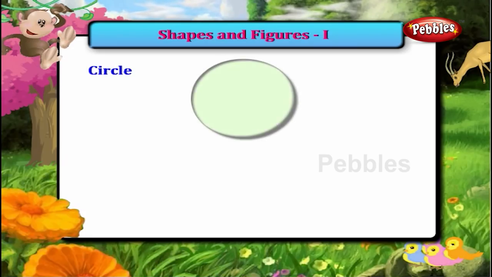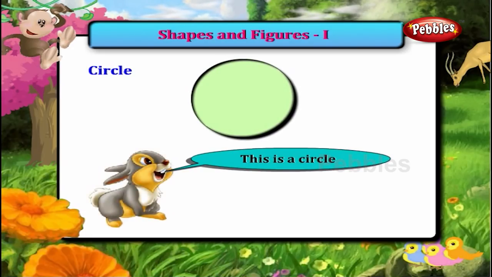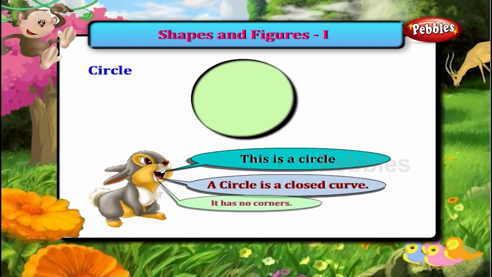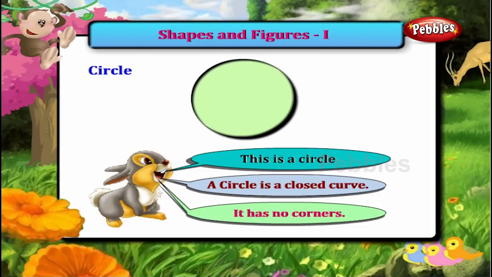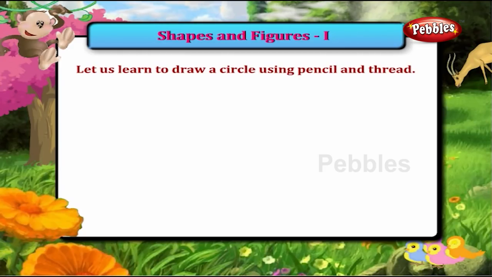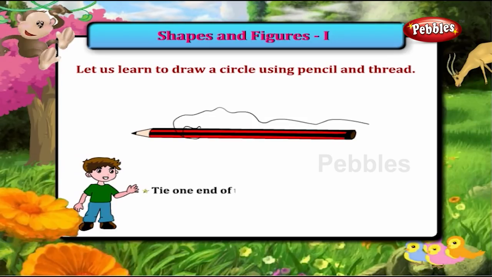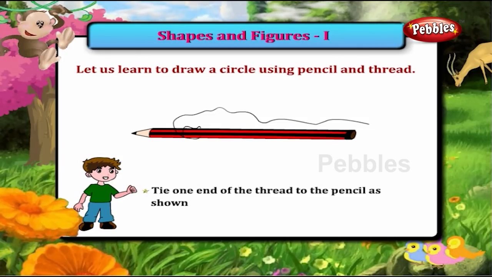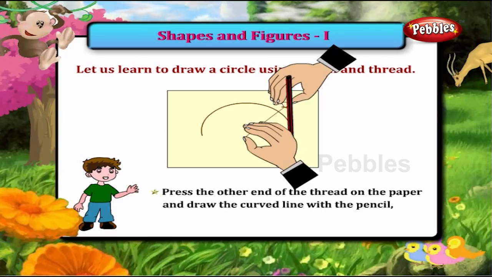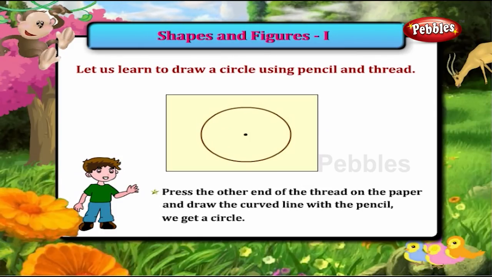Circle. This is a circle. A circle is a closed curve. It has no corners. Let us learn to draw a circle using pencil and thread. Tie one end of the thread to the pencil as shown. Press the other end of the thread on the paper and draw the curved line with the pencil. We get a circle.